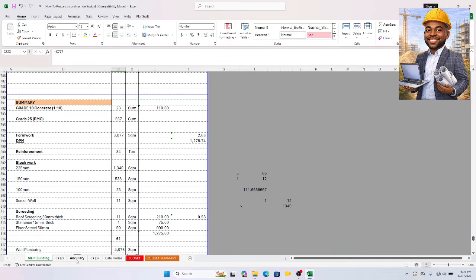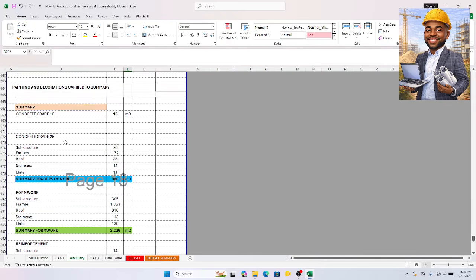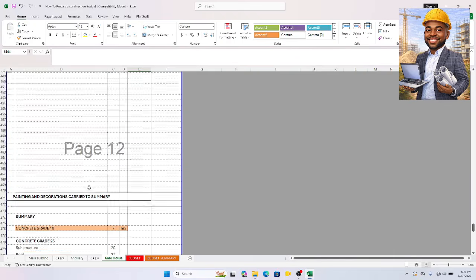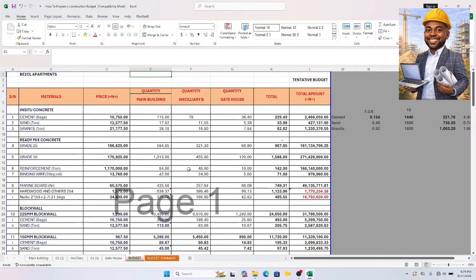And the same thing for the ancillary building. This is the summary for the ancillary building. The same thing for the gatehouse. However many buildings you are working on, if you're preparing the budget, you have to prepare the schedule for all of them for ease of transfer into your budget. Very, very important. All right, let's come here.